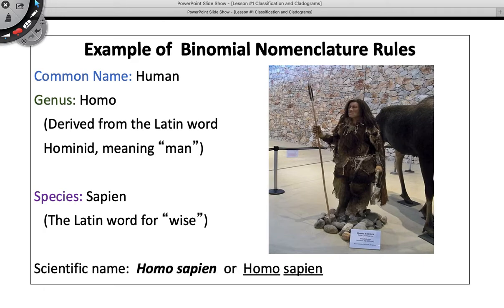So boy, we're full of ourselves, right? We are a wise man. So that's the scientific name, Homo sapiens. And of course, if we look at our evolutionary history and we look at our big brain, well, yes, we are very intelligent. We are very wise. If you look at our closest relatives, they did not make it, yet we did.